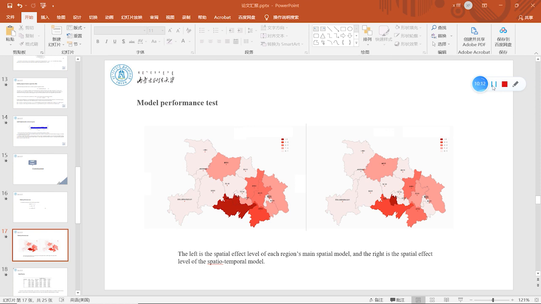estimated values of the two models were slightly different, and the correlation coefficient was 0.9998. The picture depicts the spatial effect level in the main spatial model and the spatial effect levels in the spatial temporal model for each region. From the digital results and the visual results, it can be concluded that the accuracy of the spatial effect value is not lost when the spatial temporal model is used.